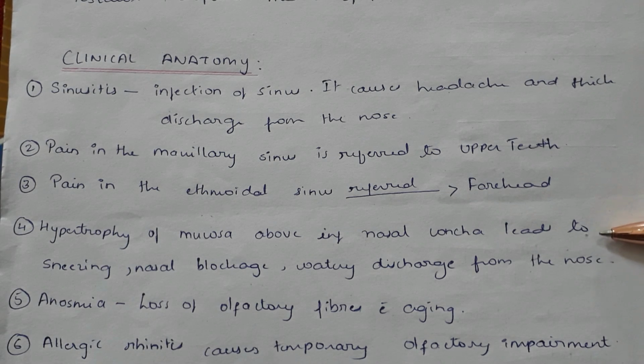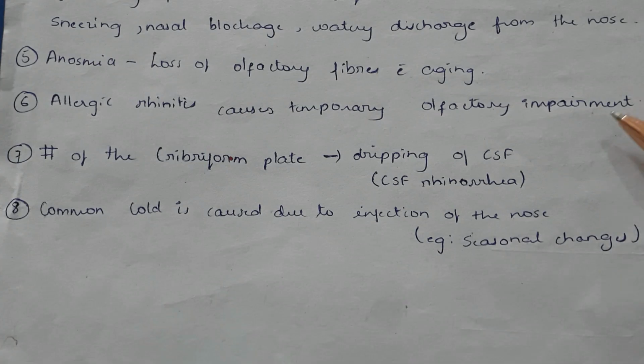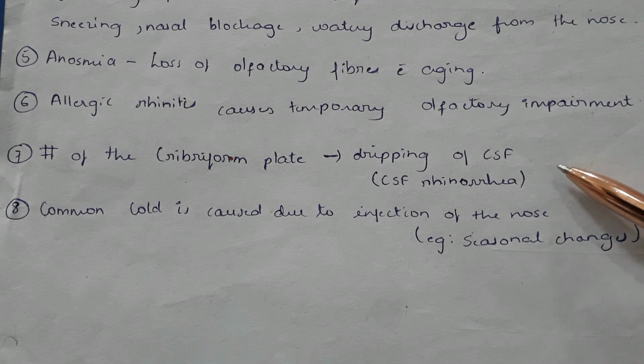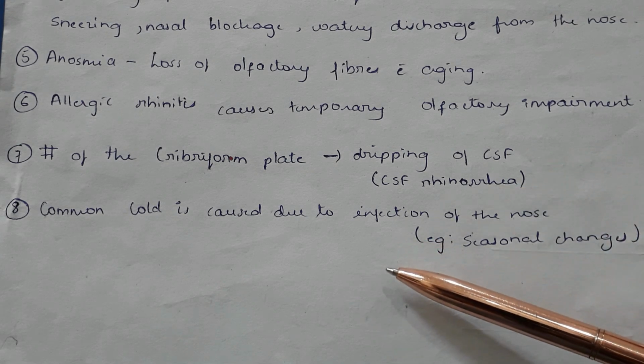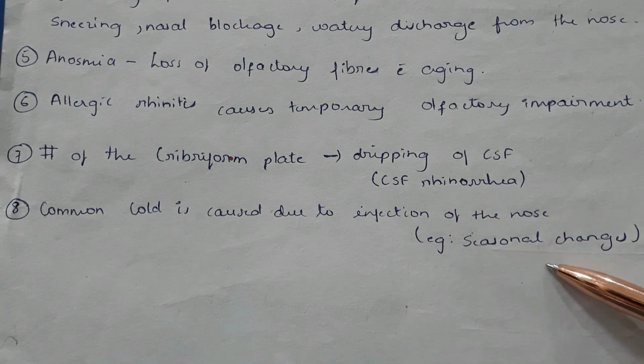Hypertrophy of mucosa above the inferior nasal concha leads to sneezing, nasal blockage, watery discharge from the nose. Anosmia is loss of olfactory fibers with aging. Allergic rhinitis causes temporary olfactory impairment. Fracture of the cribriform plate results in dripping of the CSF. Common cold is caused due to infection of the nose, for example, during seasonal changes.